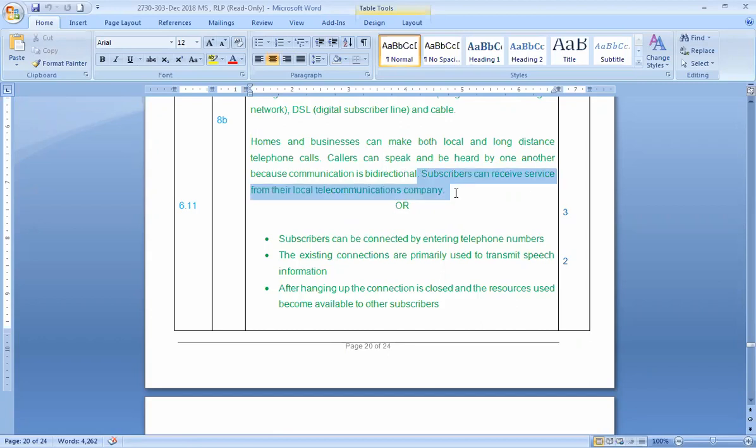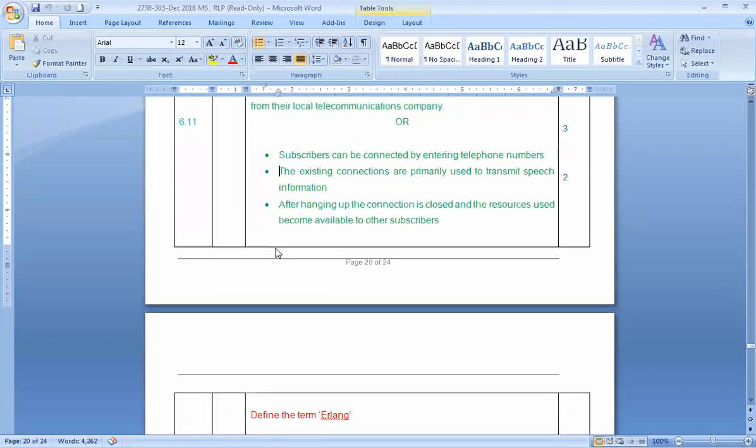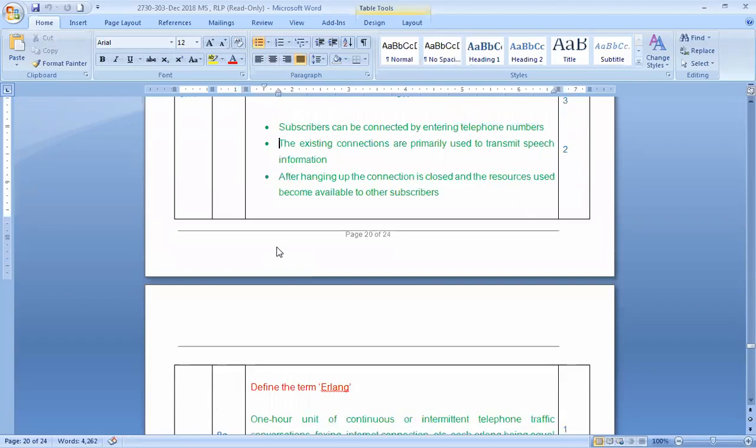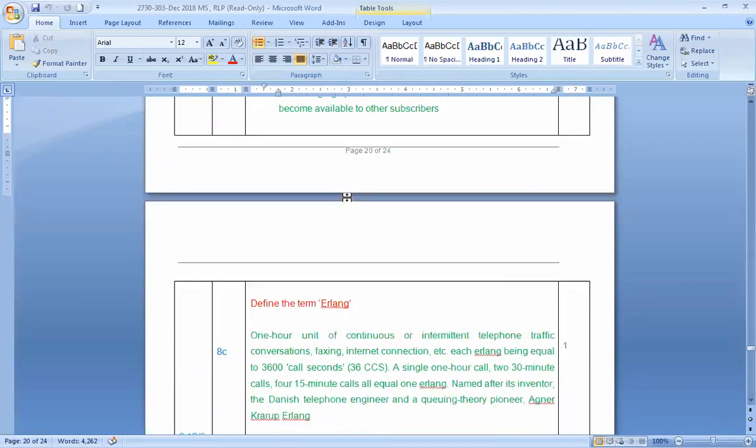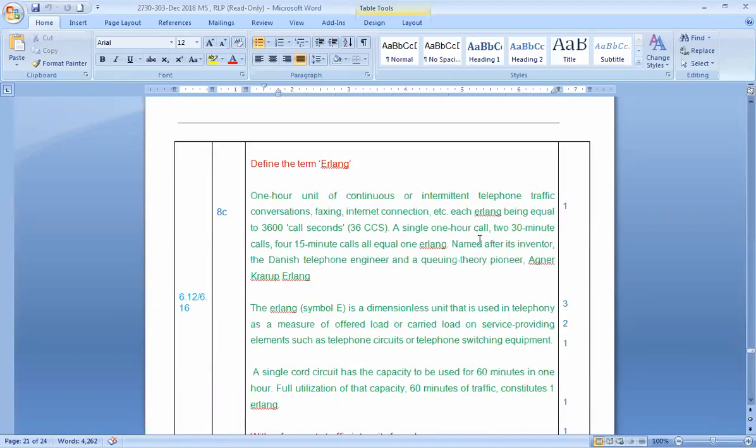Subscribers can receive service from their local telecommunications company. The other way that I would like to explain is subscribers can be connected by end-to-end telephone numbers, right? Just like how we do right now. And the existing connections are primarily used to transmit speech. So only speech was possible with PSTN, not data. Okay.